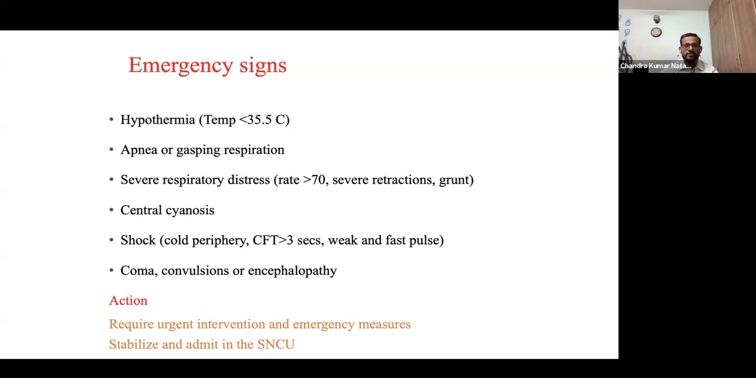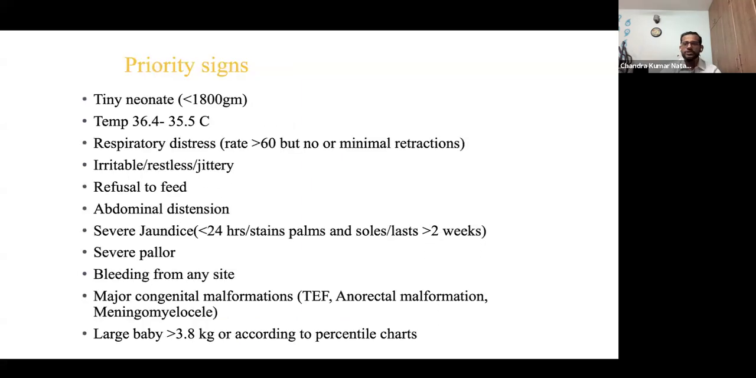The action is that these babies require urgent intervention and emergency measures. You should stabilize the baby, and they have to be admitted to the special newborn care unit. So what are those priority signs? Priority babies, as I told you, you can assess and then start treatment. They give you some time to assess.